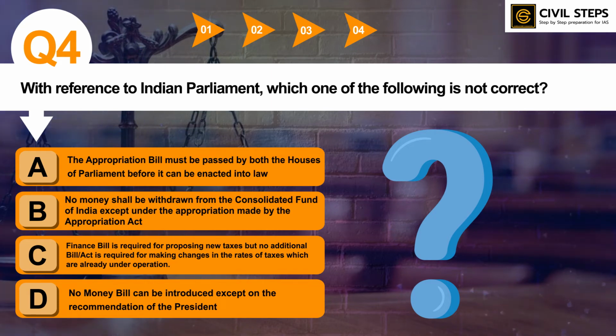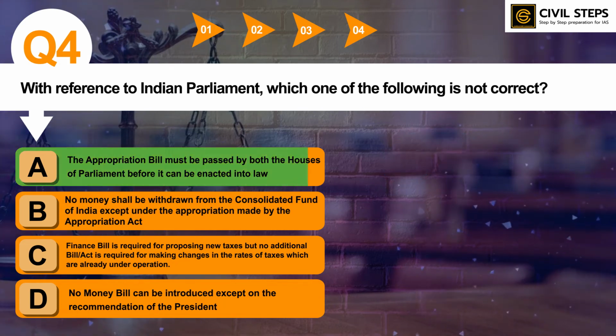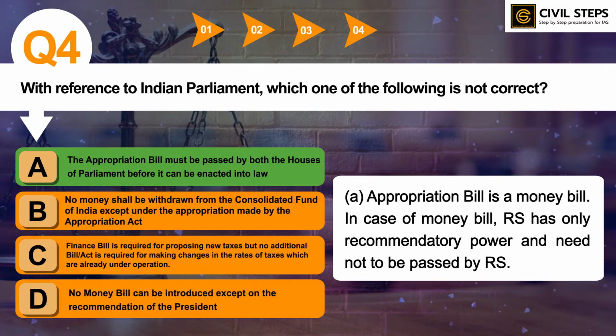So you have to tell the answer in the comment section. I hope you have written the answer. So the answer of this question is option A. So this was not the correct option. The question asked was which of the following statements is not correct. So appropriation bill is a money bill. In case of money bill, Rajya Sabha has only recommendatory power and the bill need not be passed by Rajya Sabha.